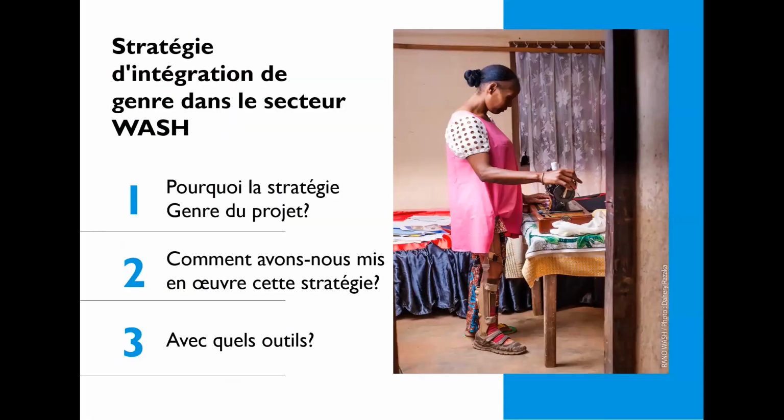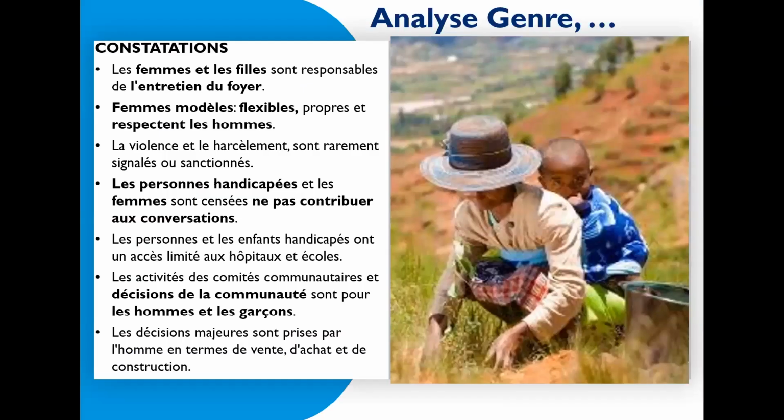This slide shows the 3 points I'm going to share today. First of all, we're going to try to understand why mainstream the gender strategy, and secondly, see how Ranwash implemented those strategies and what tools we use. Ranwash adopted this strategy on gender mainstreaming right from the beginning of the project. We conducted a gender analysis on the regions of intervention, and from the results of those analyses, we devised a gender approach, and some contexts from the outcome of those studies.